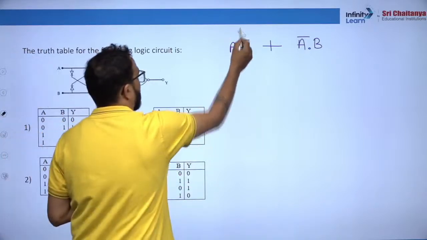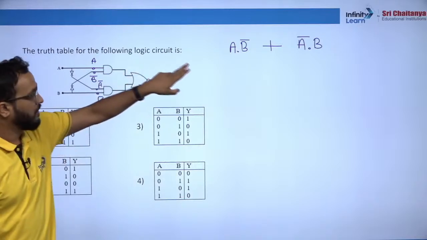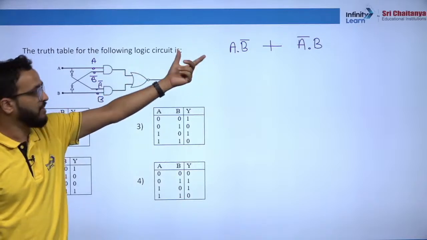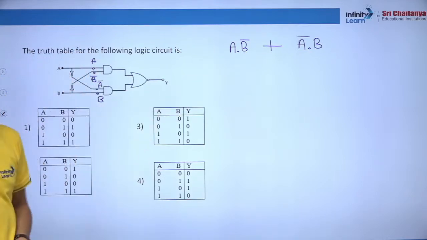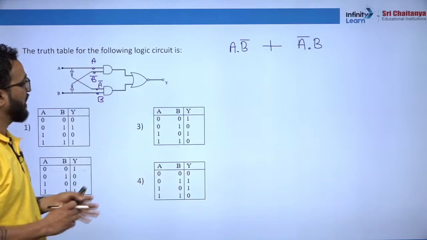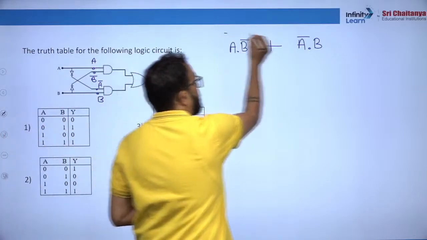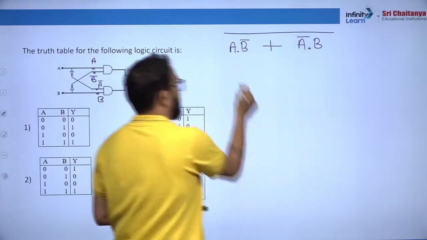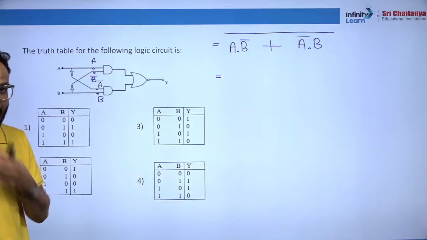First of all, these are AND operations, okay, so we can remove them now. So A into B bar, this is an AND operation, A bar into B, this is also an AND operation, and together they are an OR operation, so plus, but complete bar, NOR operation, okay. So this is the operation that is taking place, right?